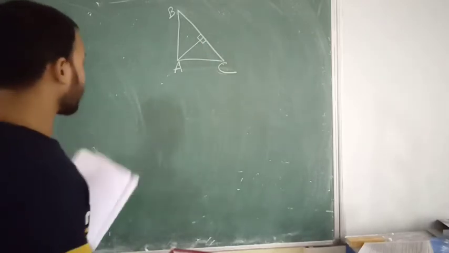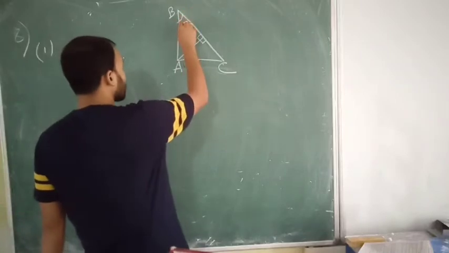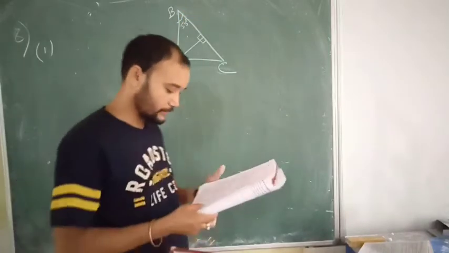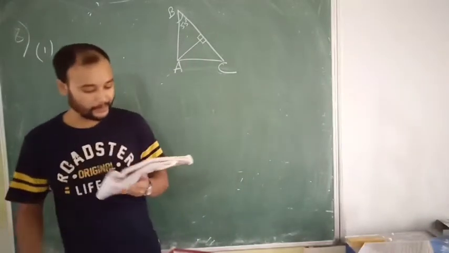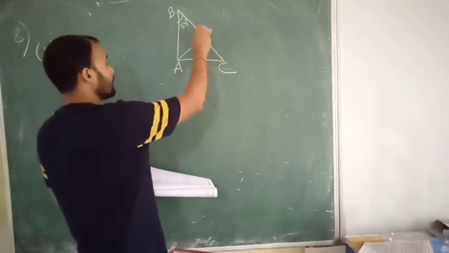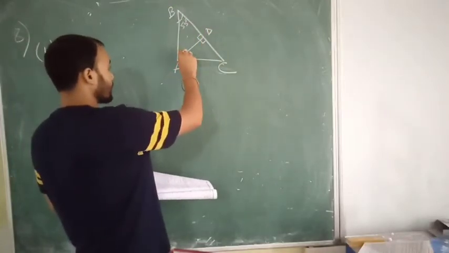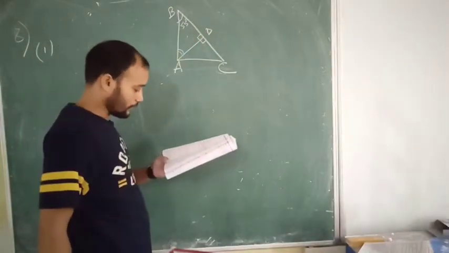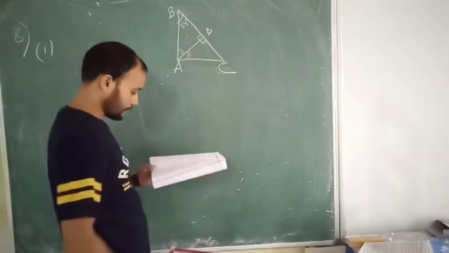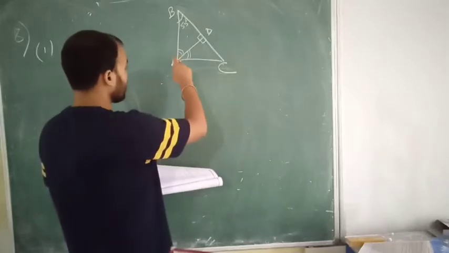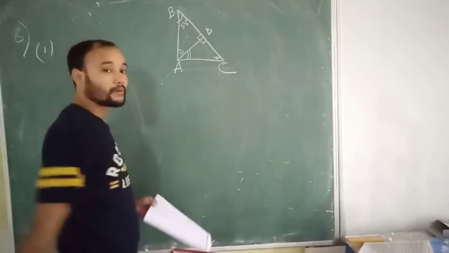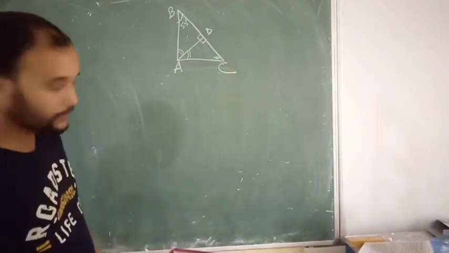Also, angle B is 55. This particular angle is 55. Find angle BAD. This is the BAD, we need to find this angle. CAD, yes, this angle we need to find. And angle ACB, this entire angle. Okay, how are we going to do this?